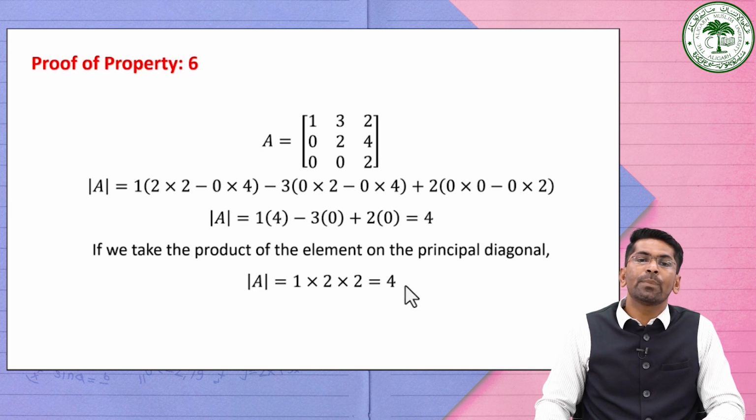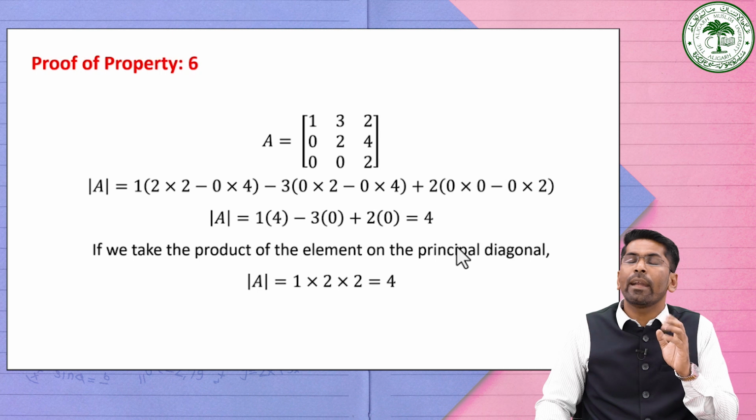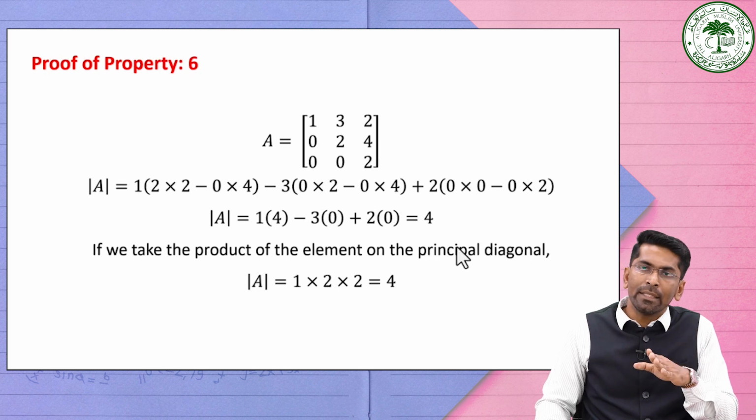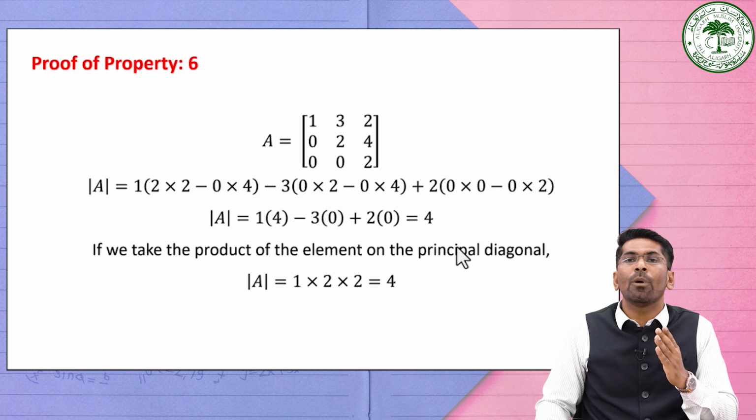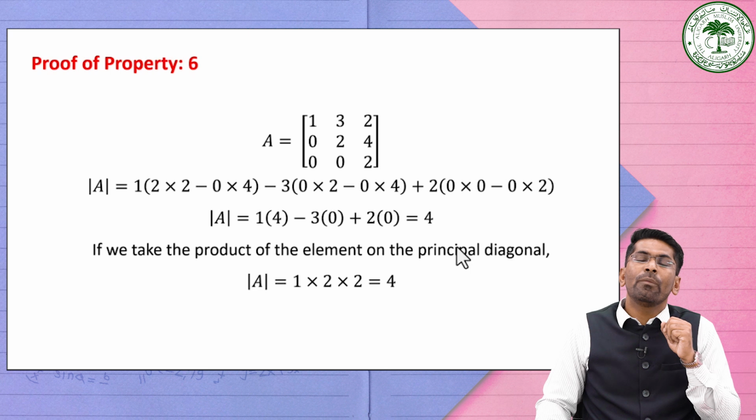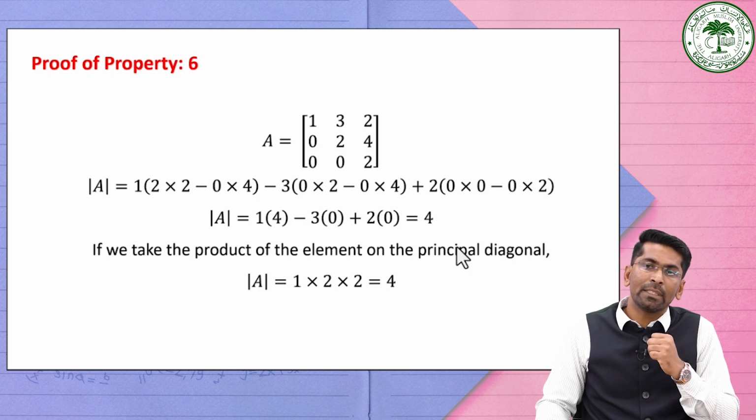So we can say that this property says that if you have a triangular matrix, either an upper triangular matrix or a lower triangular matrix, then you can find the determinant value very easily by taking the product of the elements on the principal diagonal. So we are concluding here. Today we have discussed how to find the determinant of a matrix and the properties of determinants, and we validated them by using various examples as well.